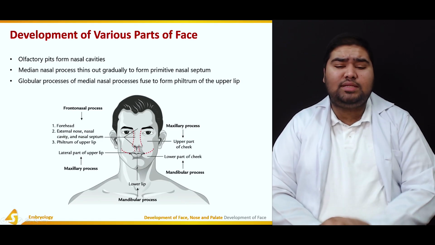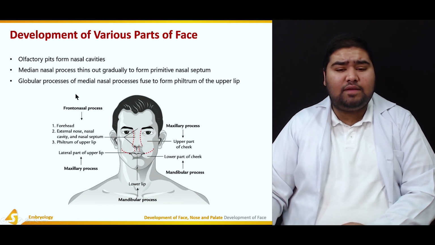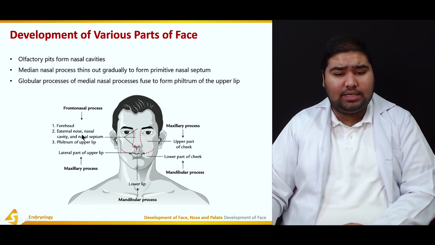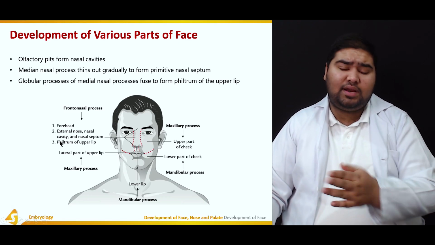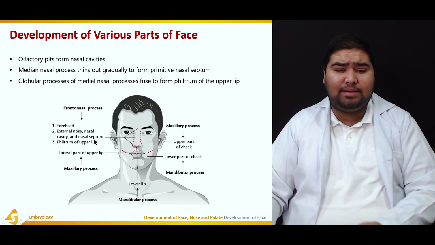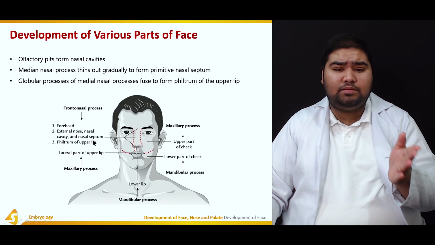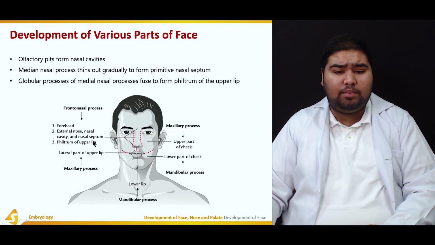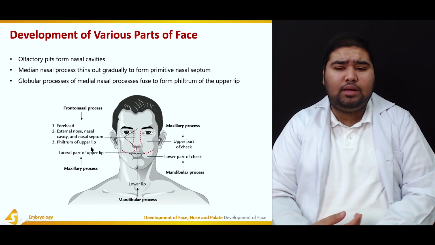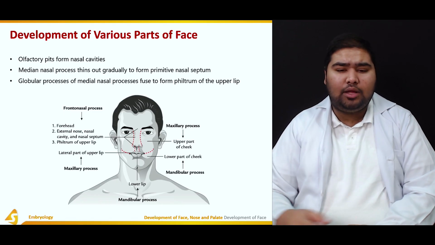So the frontonasal process in itself gives rise to the forehead, the external nose, the nasal cavity, the olfactory pits giving rise to the nasal cavities, and the nasal septum. The nasal septum is being formed by the medial nasal process. It also forms the philtrum of the upper lip by the globular part of the medial nasal process.